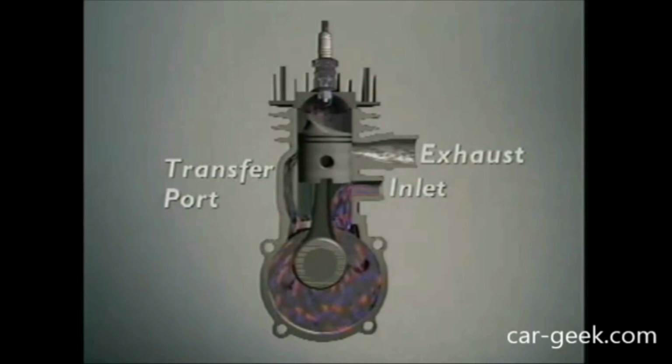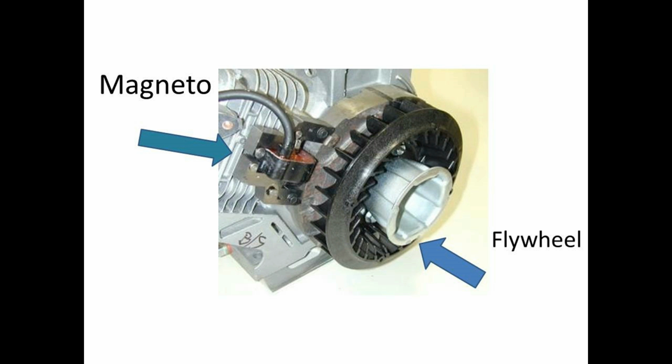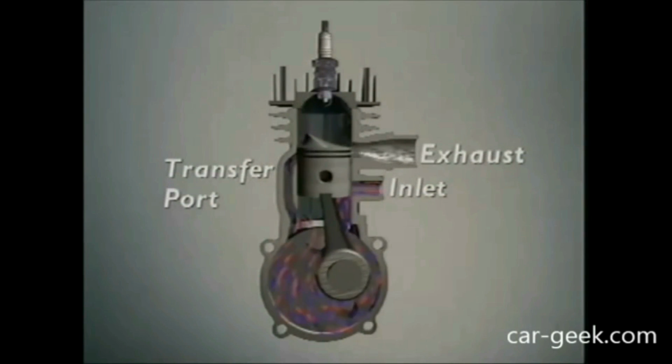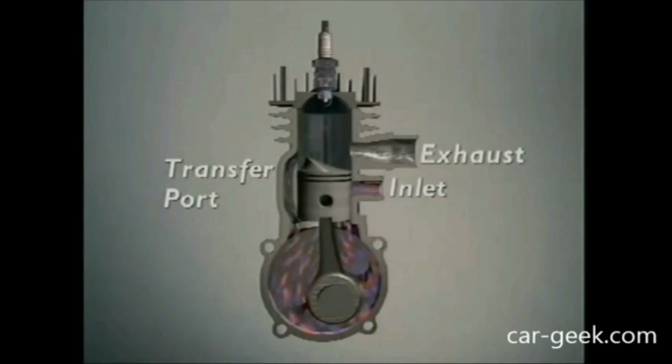Right before top dead center, a magnet on the flywheel passes a magneto to create a spark to ignite the fuel mixture. The expanding gases force the piston downwards, repeating the first cycle.